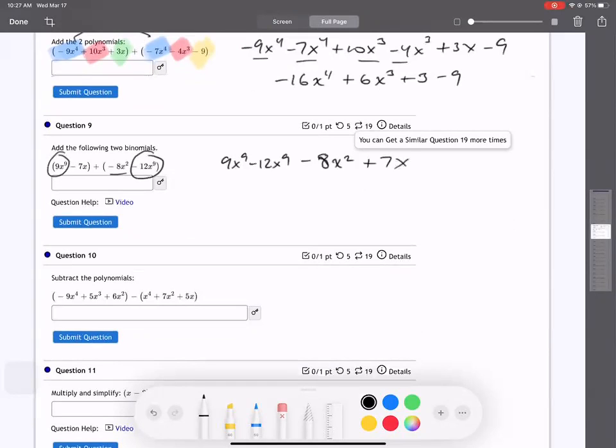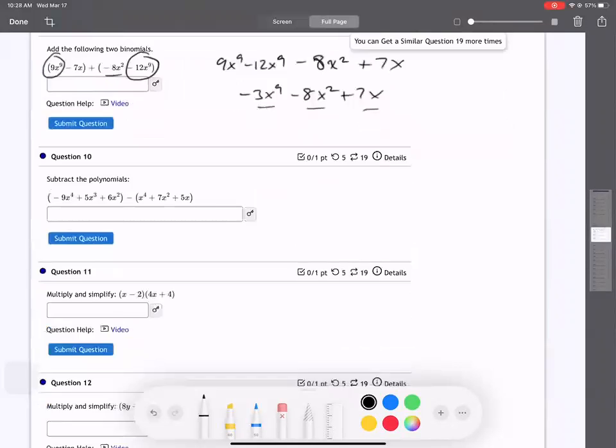We can see which ones are like terms. We have negative 3x to the 9 minus 8x squared plus 7x. Only combine when you have like terms, meaning they have the same exponent on their variable. This is like 9th graders, 2nd graders, and 1st graders.